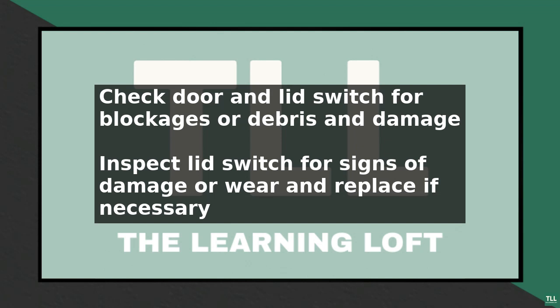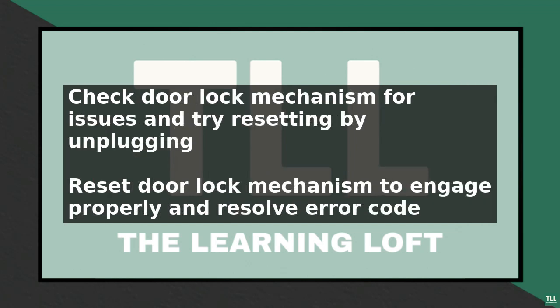If the issue is still not resolved, it may be related to the washer-dryer's control board or wiring. Check the wiring connections to the lid switch and door lock mechanism to ensure they are secure and not damaged. If you find any damaged wiring, you will need to replace it.